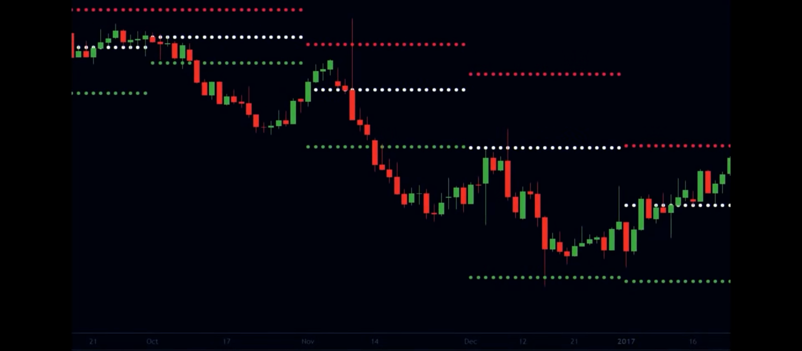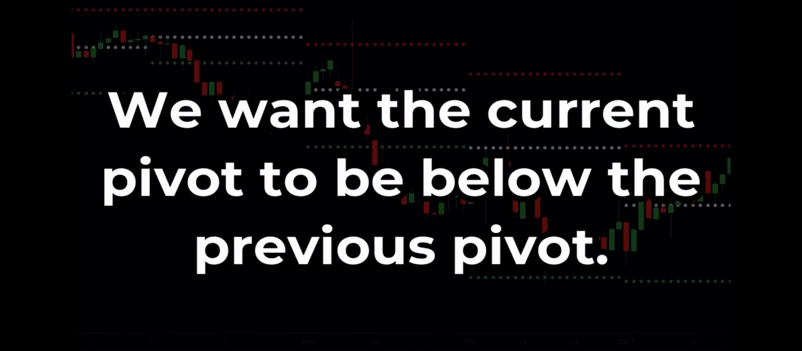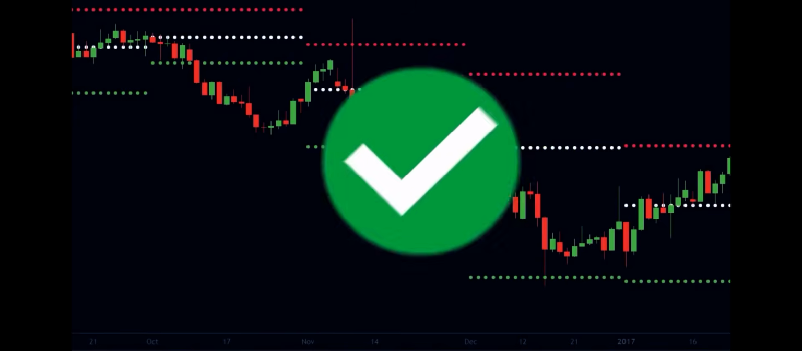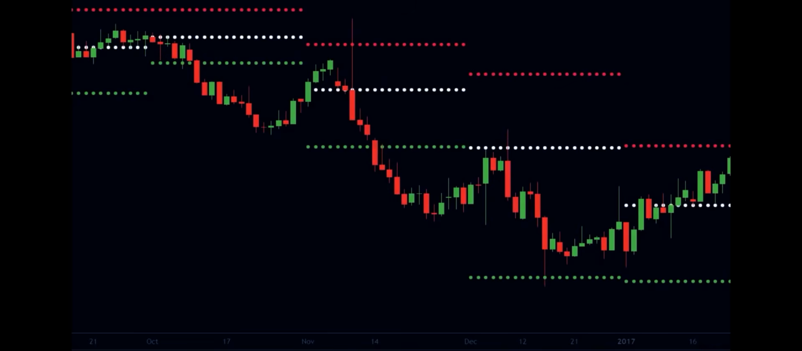Now let's look at the rules of selling. First and foremost, we want the current pivot to be below the previous month pivot. As you can see, this rule is fulfilled here. The current pivot is well below the previous month pivot.